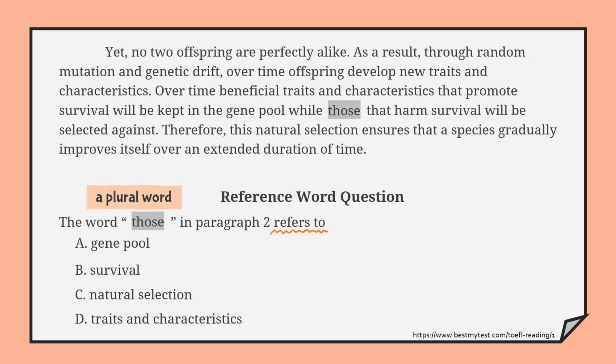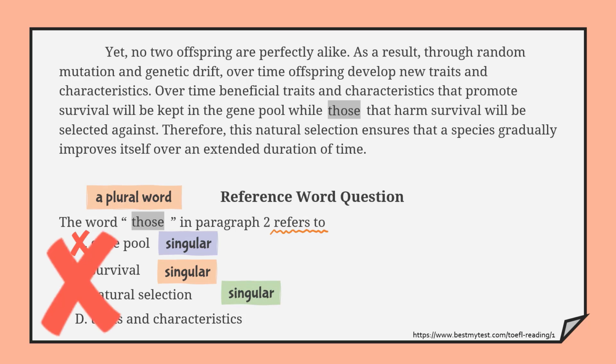Those is a plural word. What it refers to must be plural. If the answers are not plural, you can rule them out. A. Gene pool. This is a singular word, so it must be wrong. B. Survival. Another singular word again, so I rule out B. C. Natural selection. Singular again, wrong answer. D. Traits and characteristics. It's plural, so D is right.